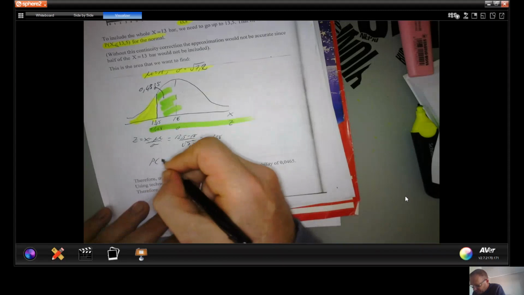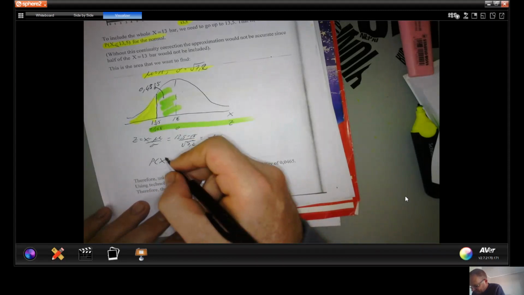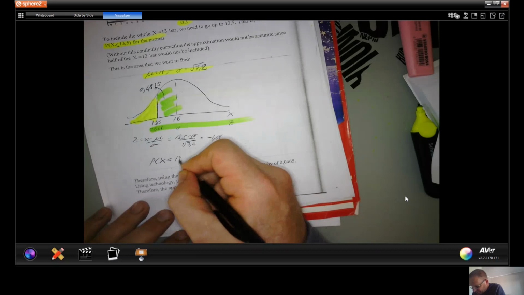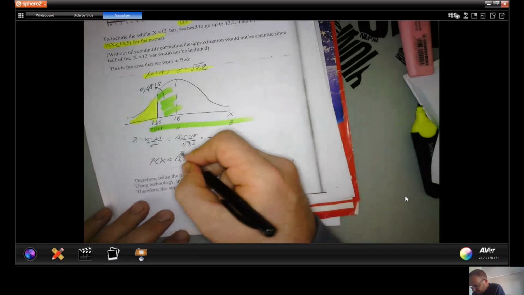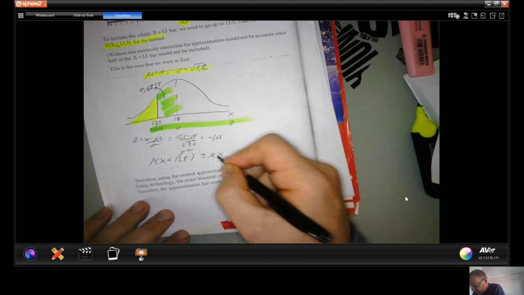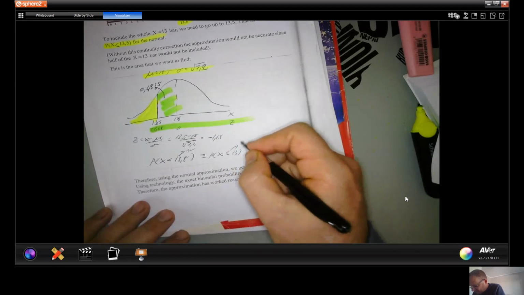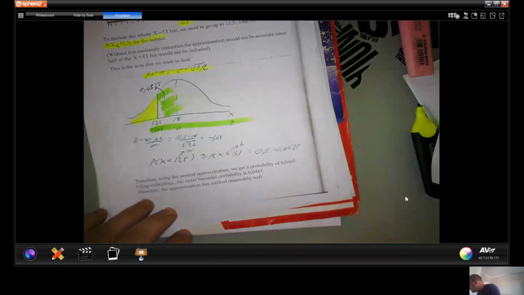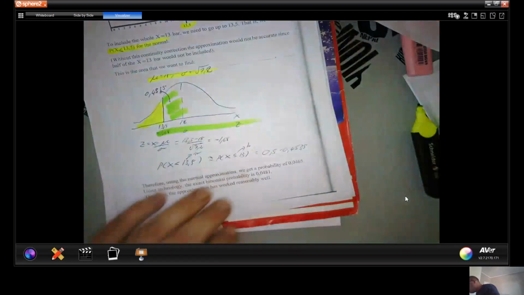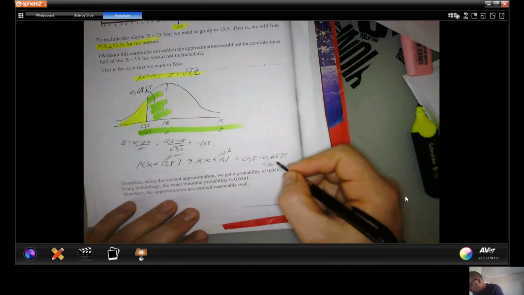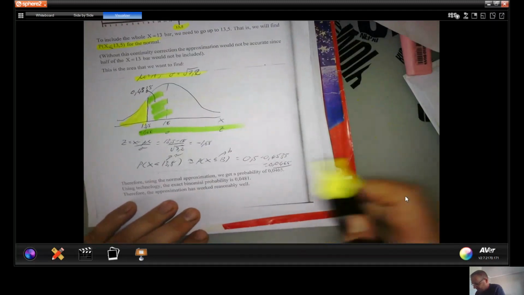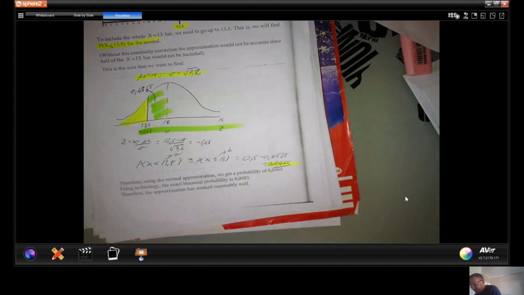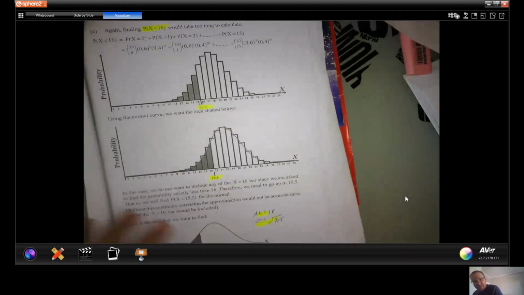So, in other words, the probability that x is less than or equal to 13,5 on the normal, which is equivalent to the probability that x is less than or equal to 13 on the binomial, is going to be 0,5 minus 0,4535. And that should give you an answer of 0,0465. Right, so that's the probability that you get at most 13 bullseyes.